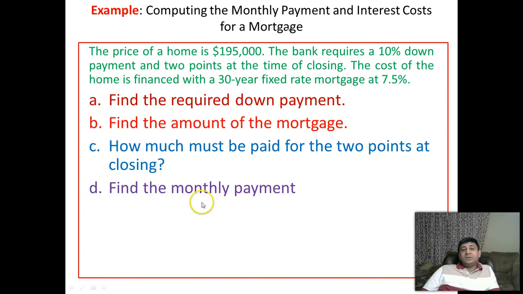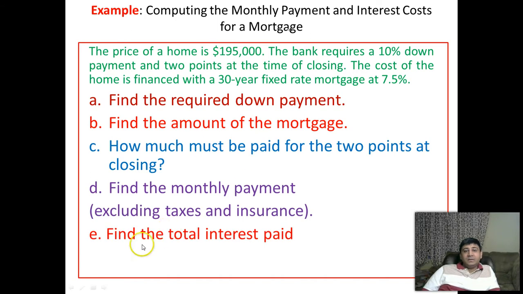Third thing we have to do is calculate the monthly payment. How much we will end up paying each month if we buy this $195,000 house. And the last thing is how much interest we will pay at the end of 30 years. So our loan is for 30 years. How much interest will we end up paying if we keep this house for 30 years and make the payments. So these are our goals. Let's start by doing them one by one.